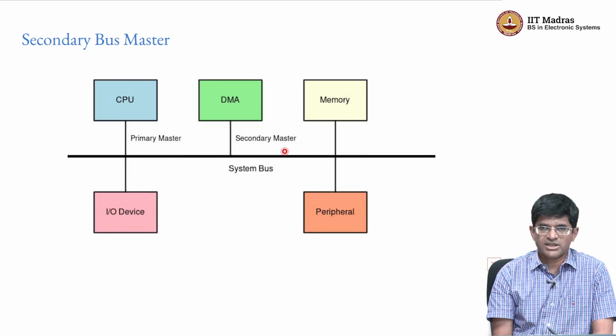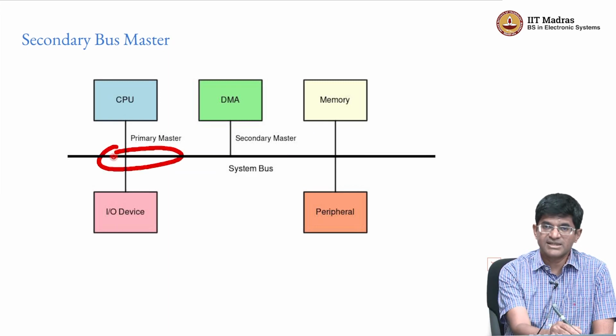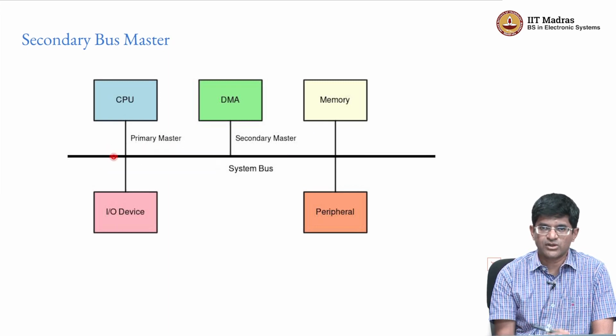Now over there, the concept of arbitration comes in, which means that this bus requires something called an arbiter. There is another piece of circuitry that receives requests for using the bus, one from the CPU, one from the DMA. It decides who has higher priority and gives access to that particular master so that it can make use of the bus.